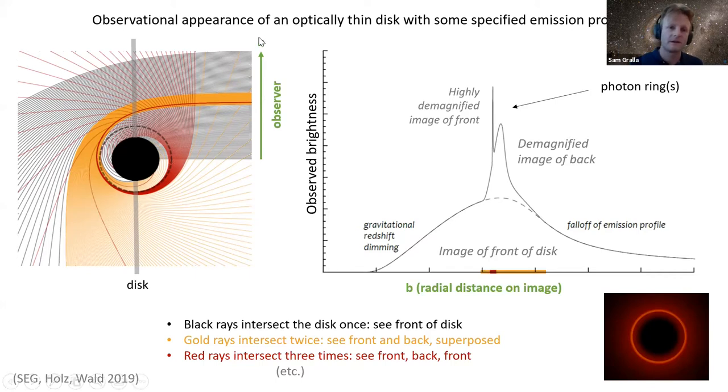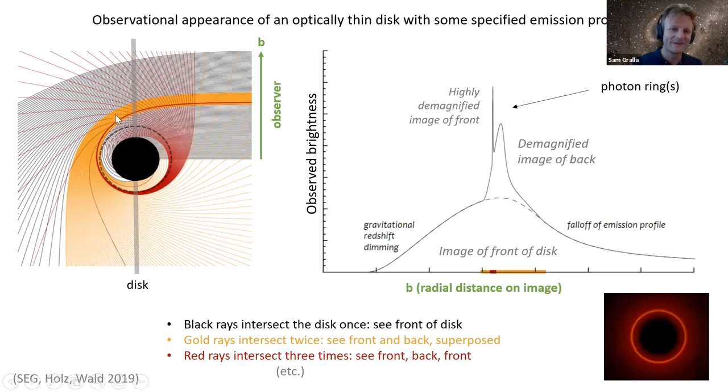So let's start at very large impact parameter. So we imagine tracing our ray back in time, it hits the disk. So we're going to see the intensity of the disk. This is the just add one regime. And so at very large impact parameter on the image, we just see whatever the emission profile is, which presumably is falling off. But as we get to smaller impact parameters and we enter this band colored gold, that's where these rays bend. And so let's imagine following a gold ray back in time. So it hits the front of the disk. And so we're going to see the front of the disk. But we keep following that ray.